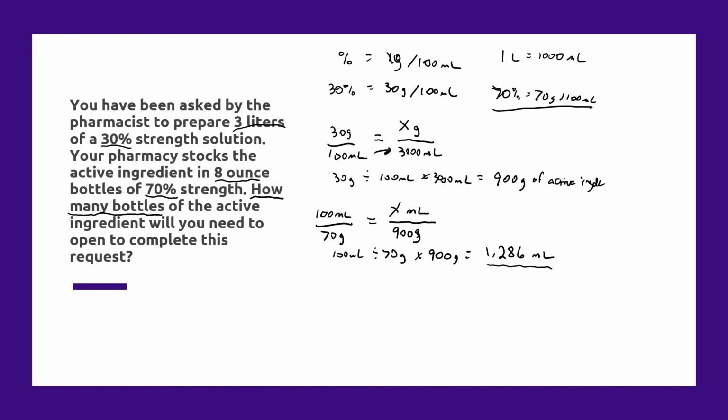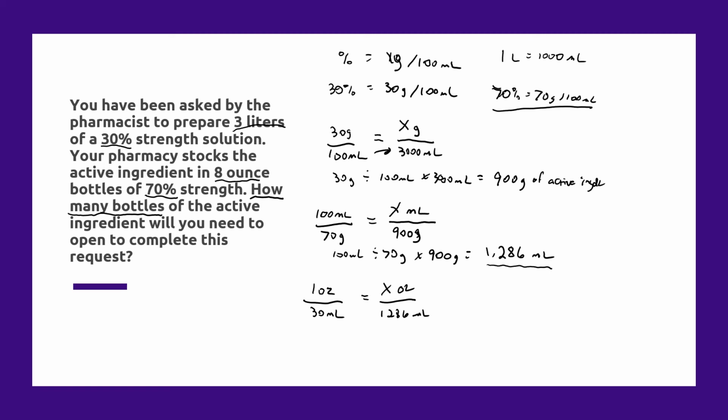But they're telling us we have 8-ounce bottles of 70% strength. So we need to convert milliliters to ounces. We'll set up another proportion. So X ounces are in 1,286 milliliters. When our known conversion, and this is something you need to have memorized, so make sure you know these unit conversions for the PTCE, 1 ounce is equivalent to 30 milliliters.